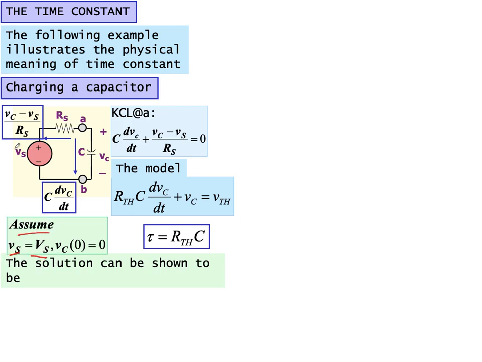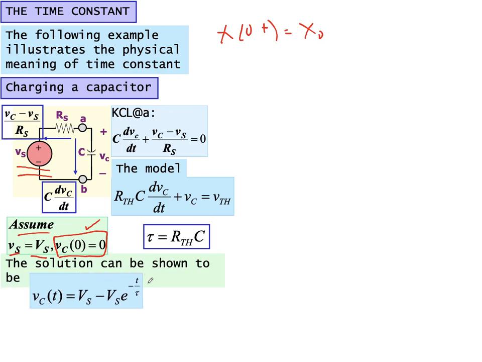equal to voltage source. This is the voltage source, and the initial voltage across capacitor at time t equal to 0 is 0. Let's assume the second information that we require, that is x of 0 plus is x naught. This is the information that we require. So we assume that this value is equal to 0. So in this case, the solution will be equal to this.